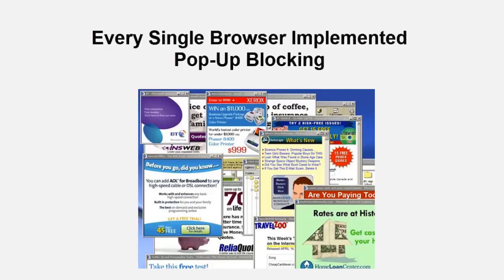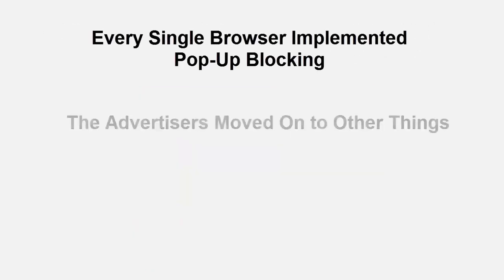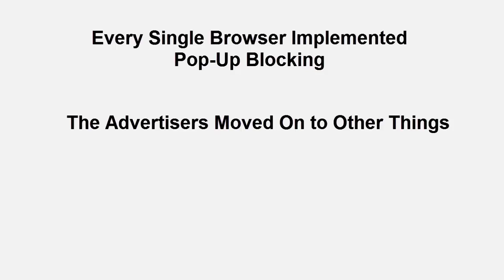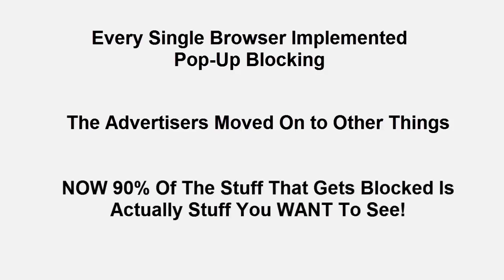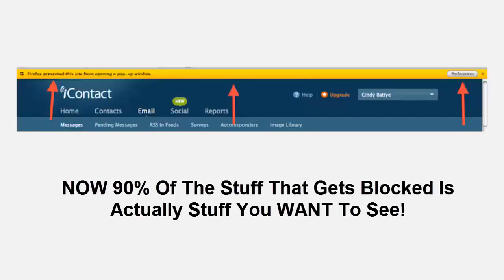The result was that every browser implemented some form of pop-up blocker. So the advertisers moved on to other things, such as light boxes, pop-unders, exit pops, etc. And now 90% of the stuff that gets blocked is actually stuff you want to see. This image shows an email preview that I want to check being blocked in my iContact email system by Firefox. So to get the content that I want, I have to click on the preference button to say I do want to allow the pop-up.